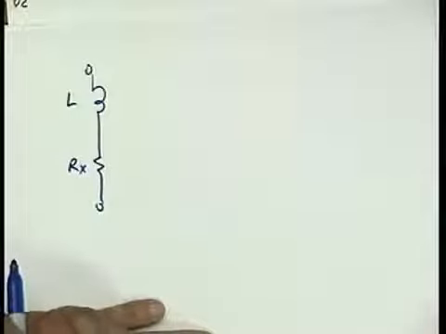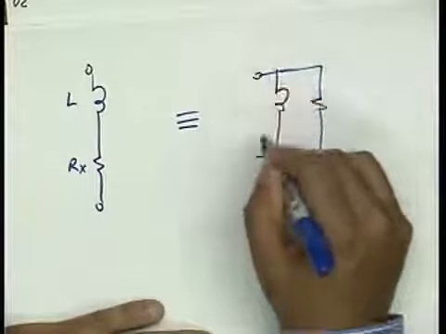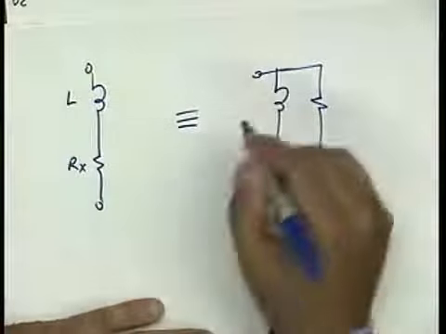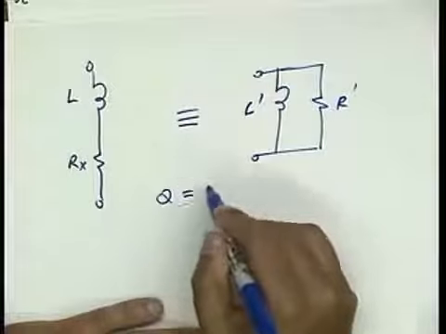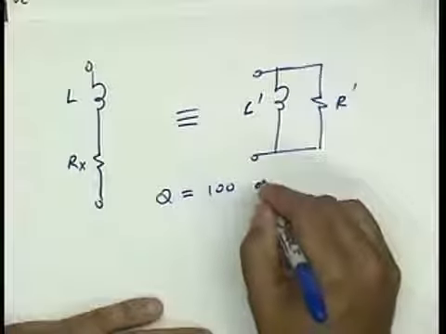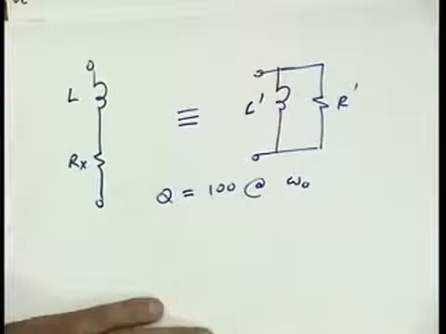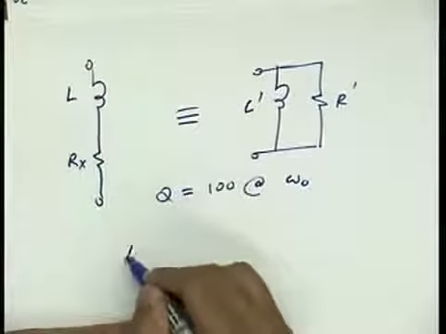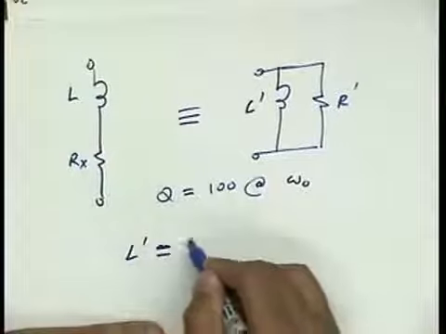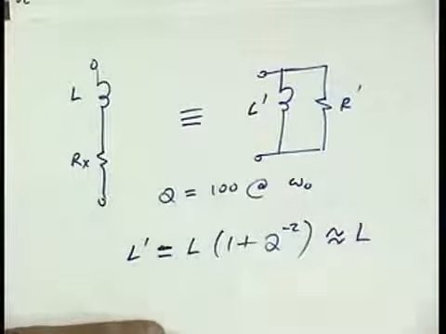And what you'd like to do is use it in a parallel RLC circuit. So what you'd really like to do is to have an equivalent circuit that looks like this. Okay, so this is going to be L prime and this is going to be R prime. Let's say the manufacturer tells you the Q is 100 at some frequency omega naught that you're interested in. Because this is a large quality factor, I know the reactance will not change. L prime is equal to L times (1 plus Q to the minus 2 power), which is approximately equal to L.